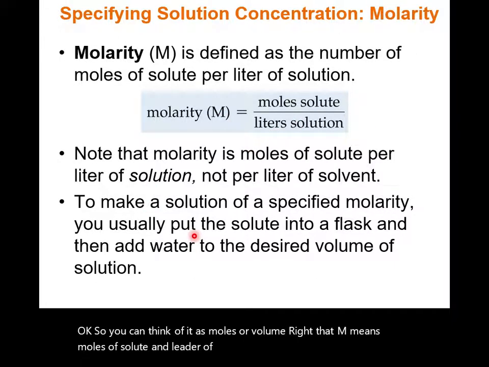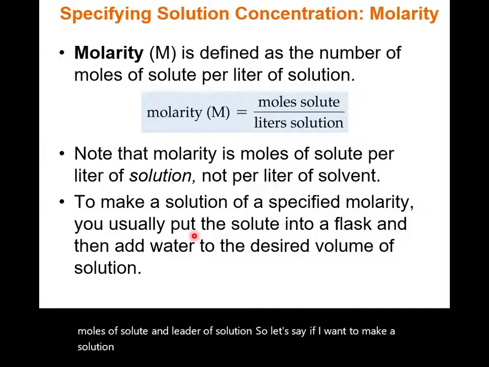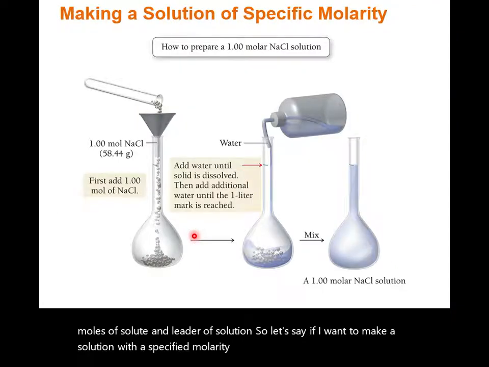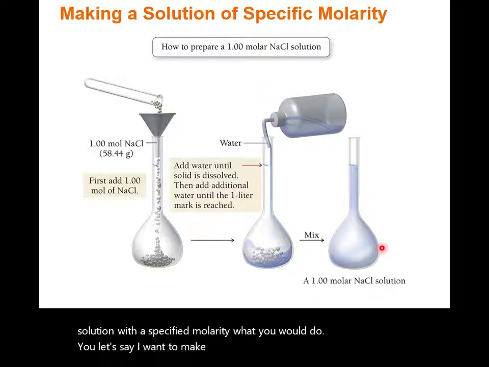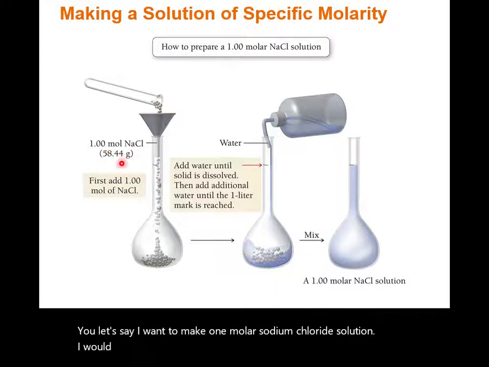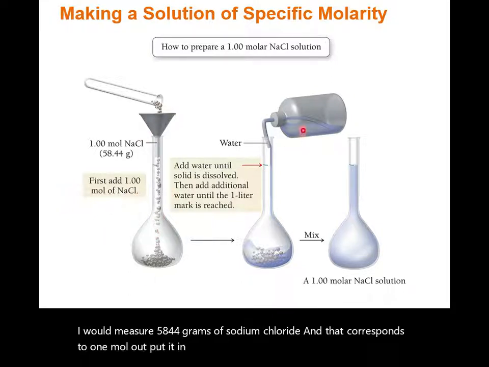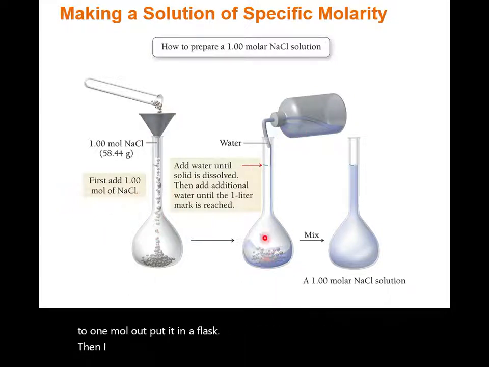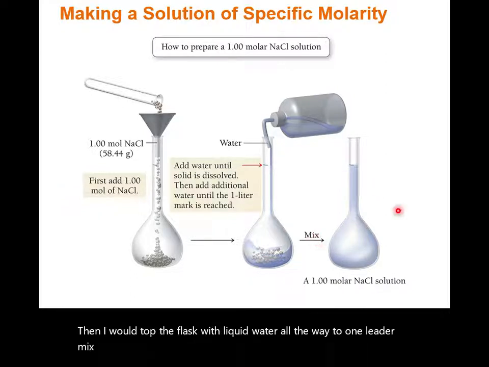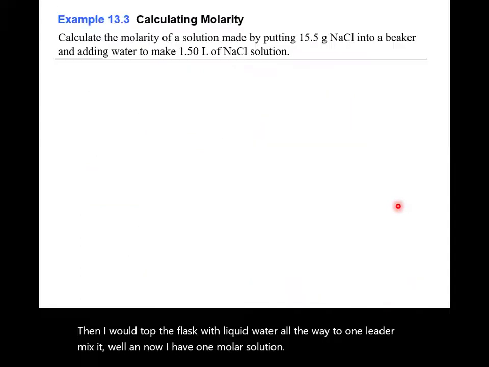So let's say I want to make a solution with a specified molarity. Let's say I want to make 1 molar sodium chloride solution. I would measure 58.44 grams of sodium chloride. That corresponds to 1 mole. I'll put it in a flask. Then I would top the flask with liquid water all the way to 1 liter, mix it well, and now I have 1 molar solution. Okay, so let's see how we can calculate molarity.